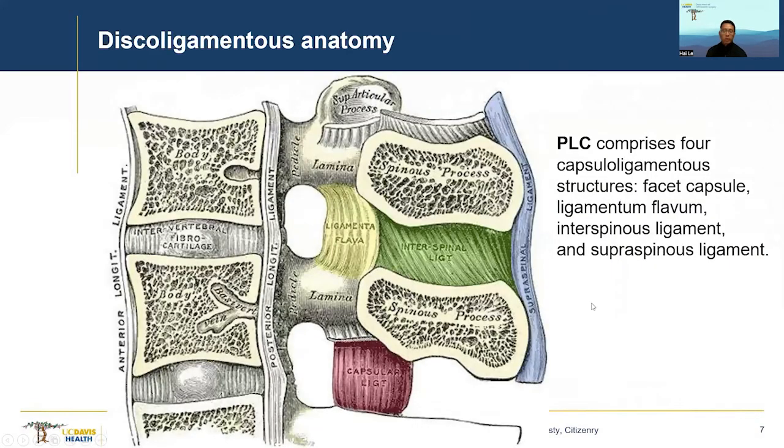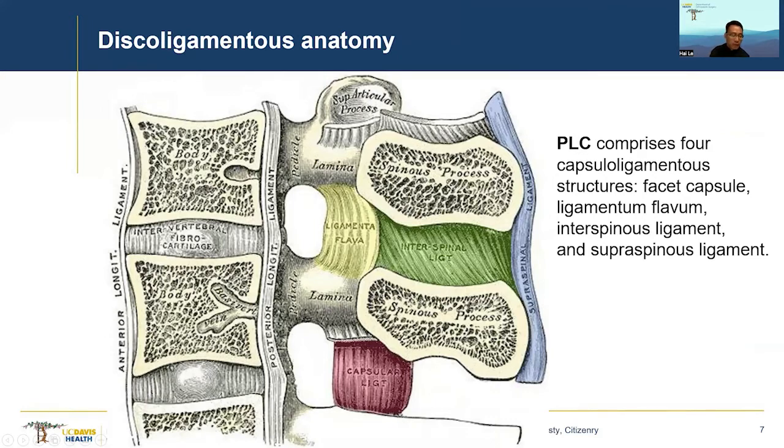Now, in addition to the bone anatomy, it's also very important to understand the different roles of the discoligamentous anatomy. So the disc always consists of an outer fibrous layer and an inner more collagenous layer, okay? The outer layer is the annulus fibrosus, and the inner layer is made of type 2 hyaline structure, okay?